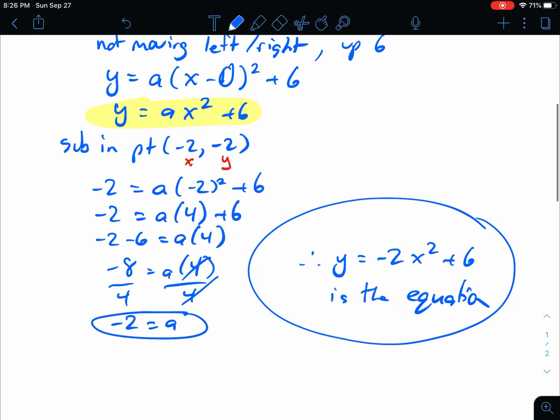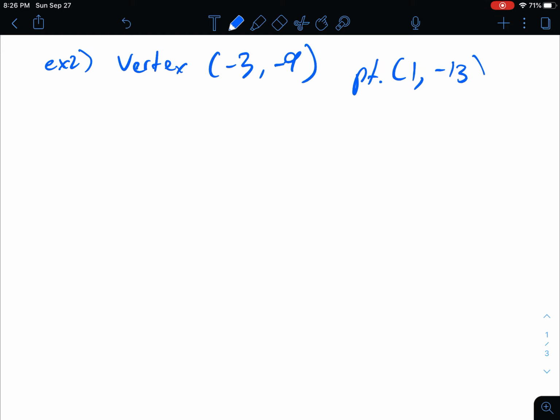Okay, let's do one more example here. This one will be a little bit more complicated. This is example 2. I'm going to have the vertex at location (-3, -9), and the point will be (1, -13). So how I would solve this is, if my vertex is at (-3, -9), it means it's going to move left 3, down 9.